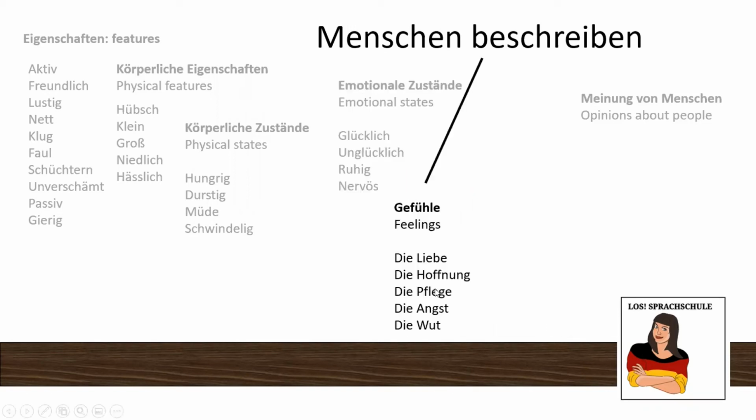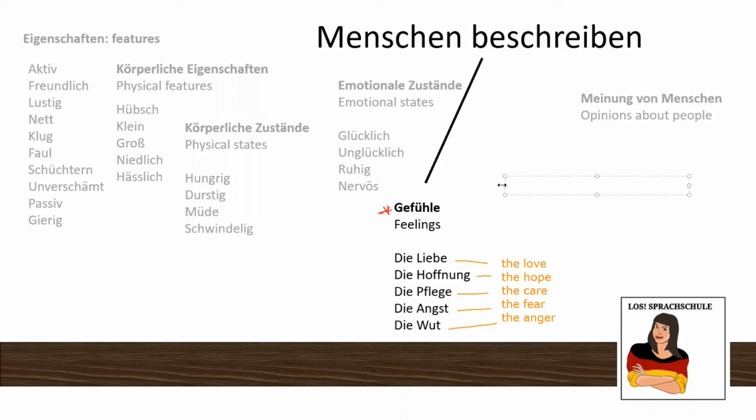Stuff like that. Feelings. The difference between the feelings and the emotional states is that here we have for the first time in this lesson nouns. There is no adjective involved here. Die Liebe, the love. I think we had it before this one. Die Hoffnung, the hope. Die Pflege, the care. Die Angst, the fear. Die Wut, the anger. So how do we use this now? We cannot say she is hope. I mean, it's a nice sentence, she's hope, but it's not correct.